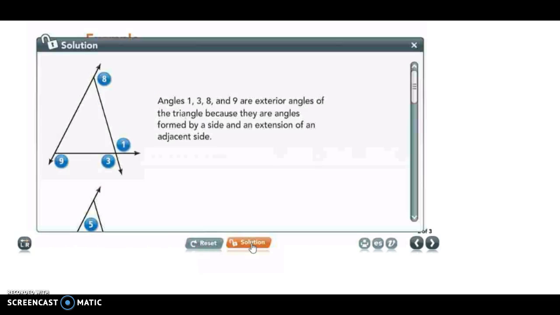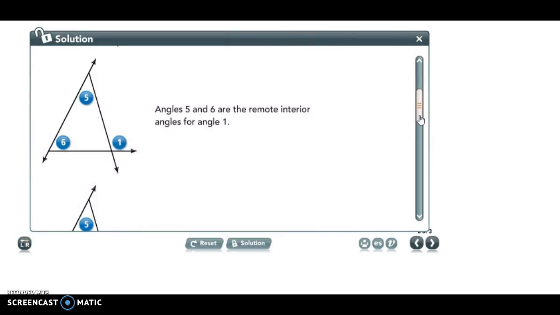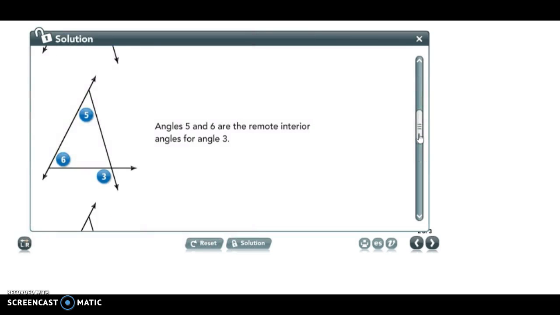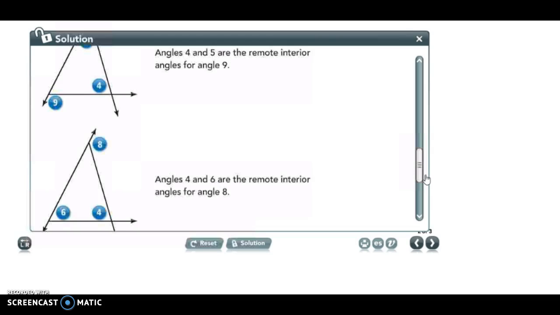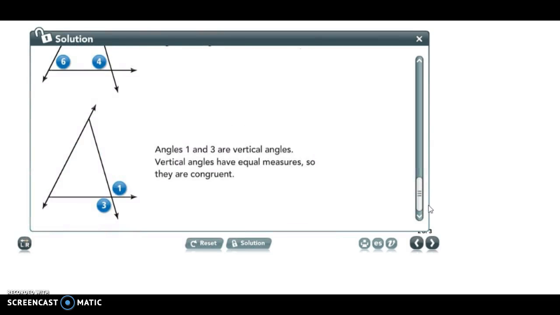Let's take a quick look. I like this one because you can easily tell which ones are exterior because all the extra stuff is taken away. So angles 1, 3, 8, and 9 are all exterior angles. Angles 5 and 6 are remote interior angles for angle 1. You can see how they're on the opposite sides. So 3 is equal to 5 and 6. 9 is equal to 5 and 4. Angles 4 and 6 are going to be equal to 8. And then these two are vertical angles. You can see that they're across the X from each other.